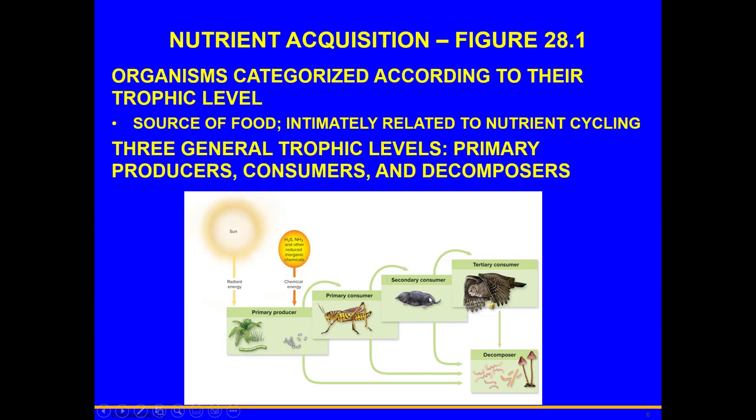The next consumer level is a secondary consumer, which in this case looks like a vole, and it feeds on the primary consumer. Finally, the vole is consumed by the owl, which is the tertiary consumer. Note that all the arrows lead to the decomposers. This is bacteria, and this is fungi.